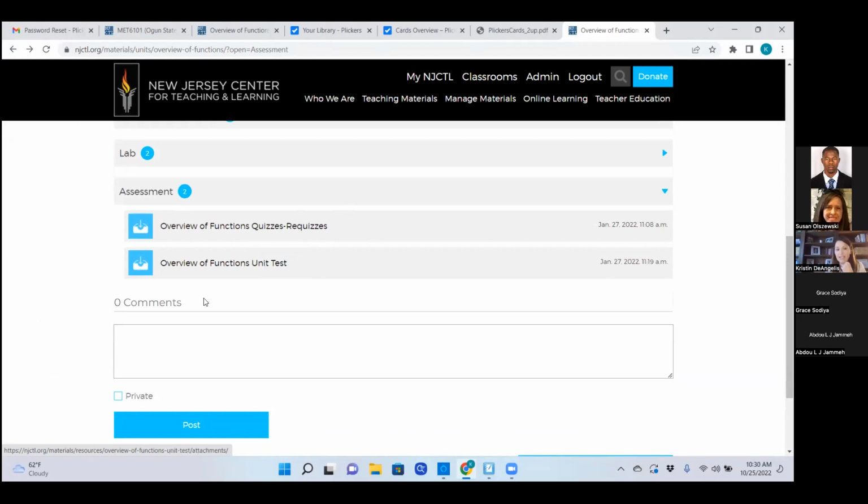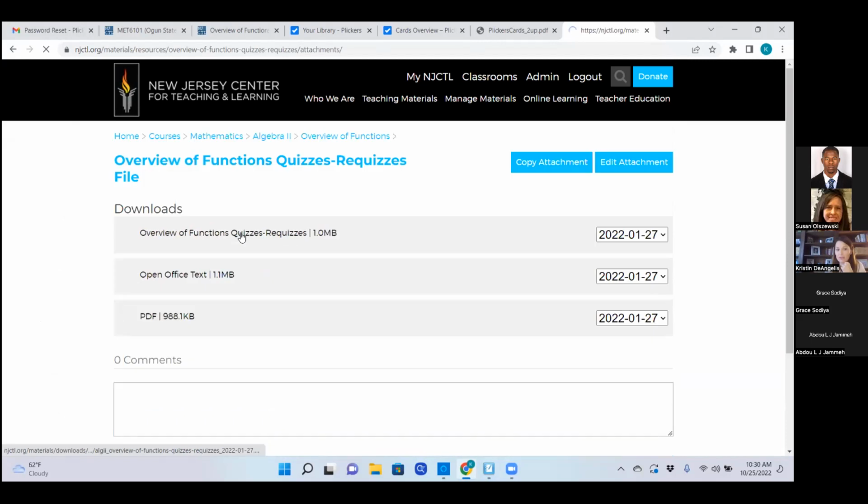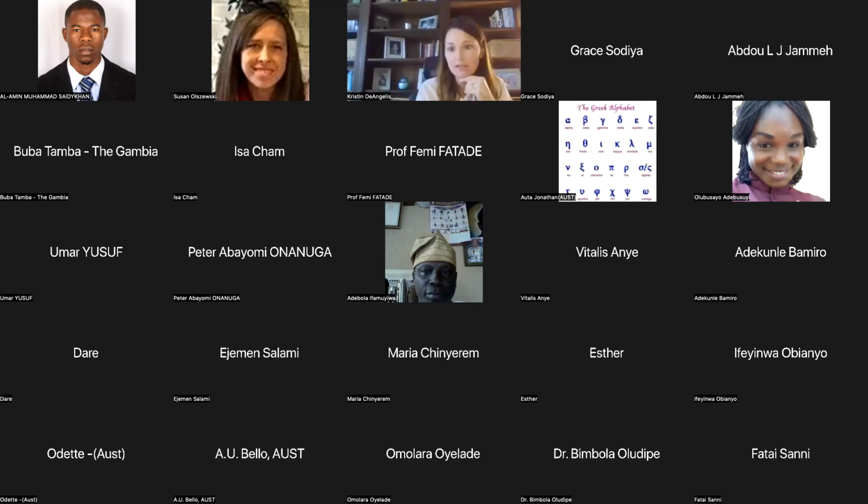The retest and the requizzes are right in the same document. So when you open it, you can open it as Word or PDF. If you open it as Word, you can edit it to make it fit your needs as well. Go explore the website. There's so much on there that you can use.